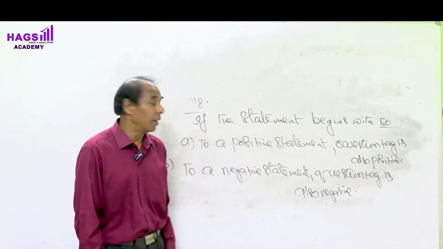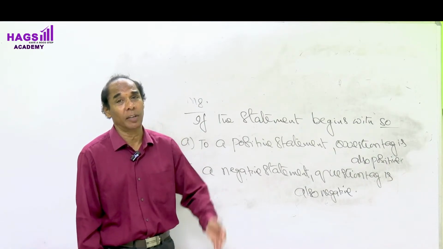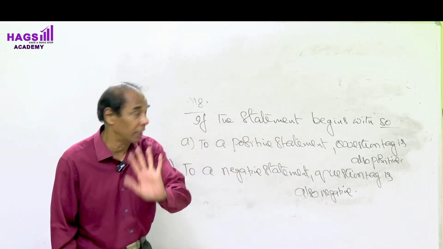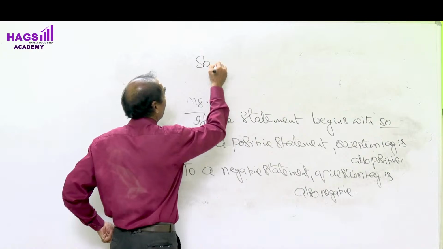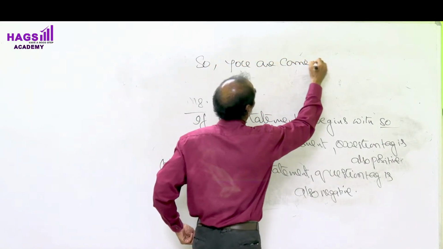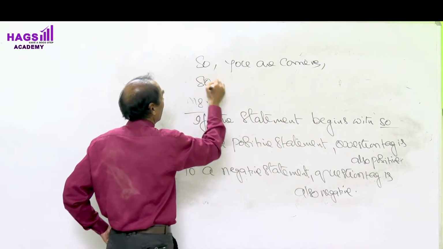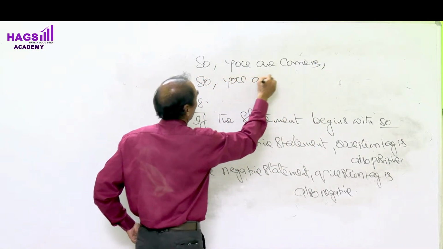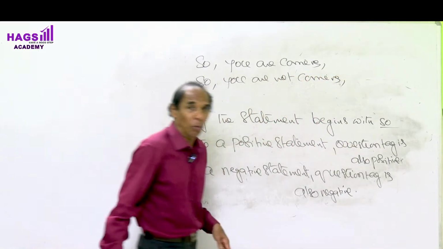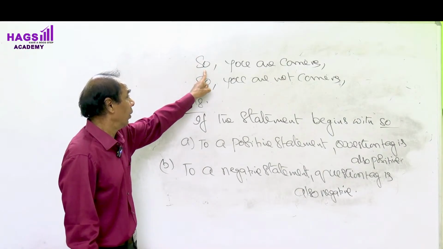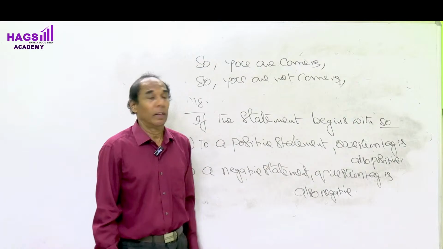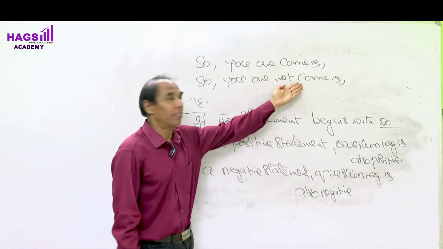What does it violate? Actually, question tag is opposite to the statement, but this is something different model because look at the board. So you are coming. So you are not coming. Now look at the board. When the statement begins with the so, you are coming, this is positive, right? So you are not coming, this is negative.